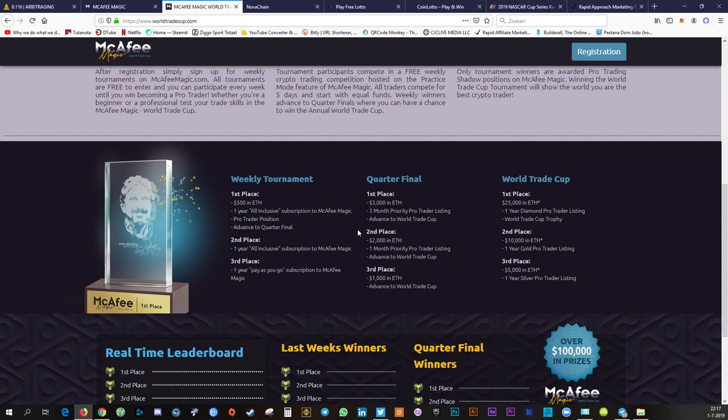And the quarterfinal, what you can see over here, it has good rewards. In the first place, you're going to win $500 in Ethereum, a 1 year all-inclusive subscription to McAfee Magic, and you gain yourself a pro trader position, which I already told you guys. The second place is a 1 year all-inclusive subscription to McAfee Magic, and the third place is a 1 year pay-as-you-go subscription to McAfee Magic.